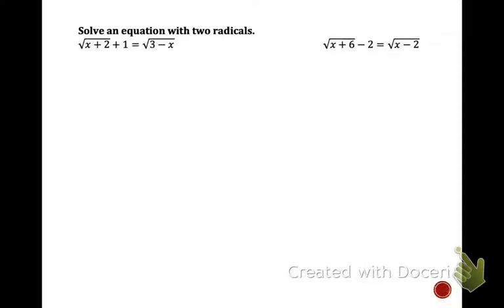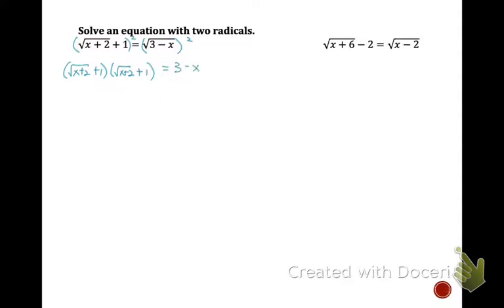Notice these problems are getting a little more complex. So we have two radicals in our first equation, and in that case you're just going to isolate one of them and then go ahead and raise both sides to that, in this case, the second power, because it's a square root. So that means we take the square root of x plus 2 plus 1 times the square root of x plus 2 plus 1, and that equals 3 minus x.